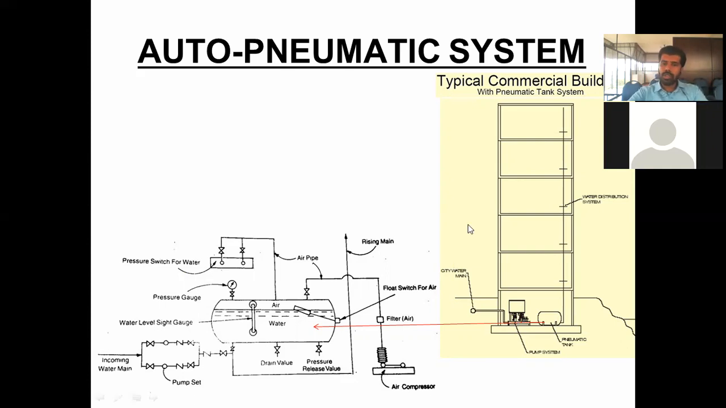Okay, so this is the building with a pneumatic tank system. In a building you can give water to the overhead tank, and from the overhead tank, with the help of gravity, you can supply it. This is another system where you can supply the water to the individual fittings through the automatic system.